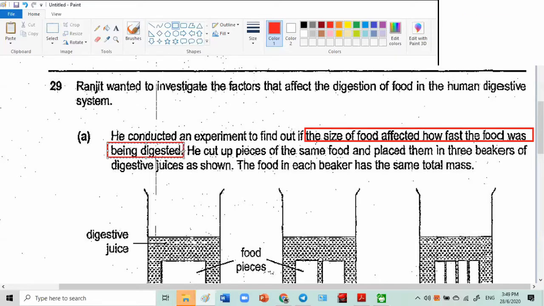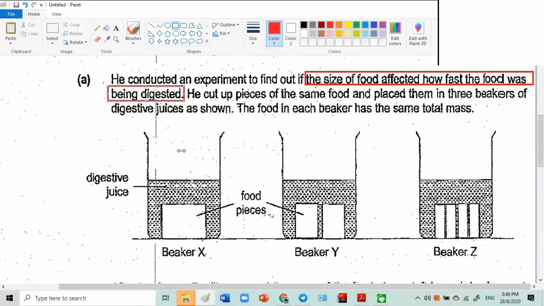All right, he cut up pieces of the same food and placed them in 3 beakers of digestive juice as shown. One is so big, one is half, one is all broken in small pieces. Obviously, the one in small pieces will be digested faster, yes or not? That's the whole idea of having our teeth chew the food, so they break it into small pieces to ease digestion, right? To facilitate digestion.